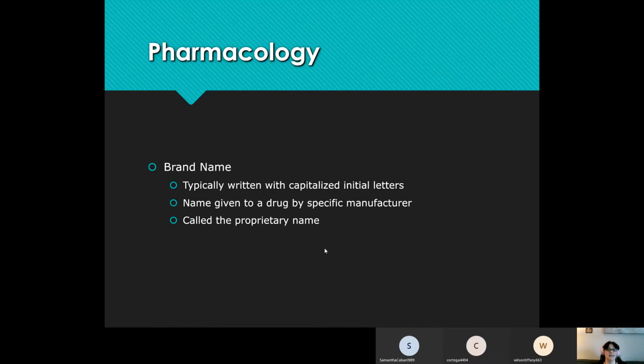Brand names are typically written capitalized, and they are called, this is a very key term you want to know, proprietary. That basically means profit, okay? And this is the name that's given to the drug by the manufacturer. Now let me walk you through an example because knowing this is very important.